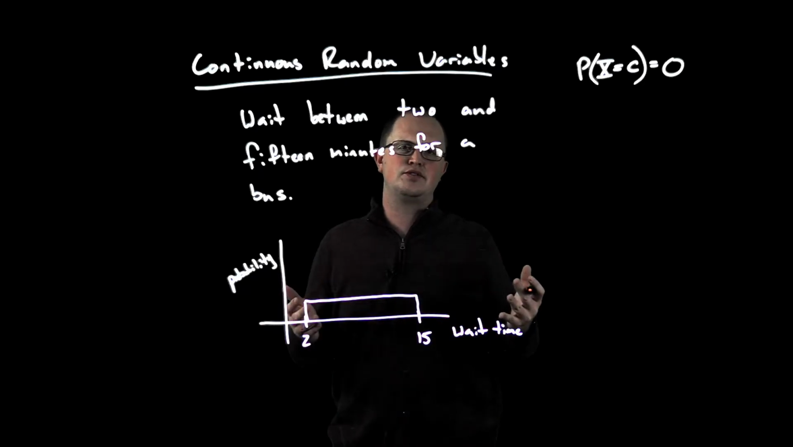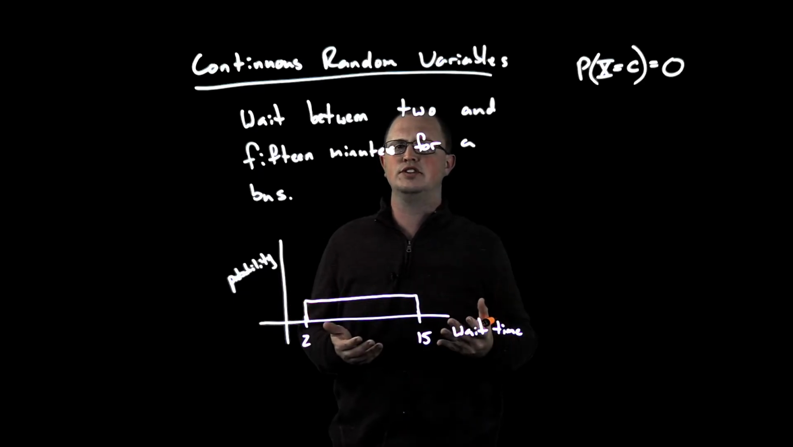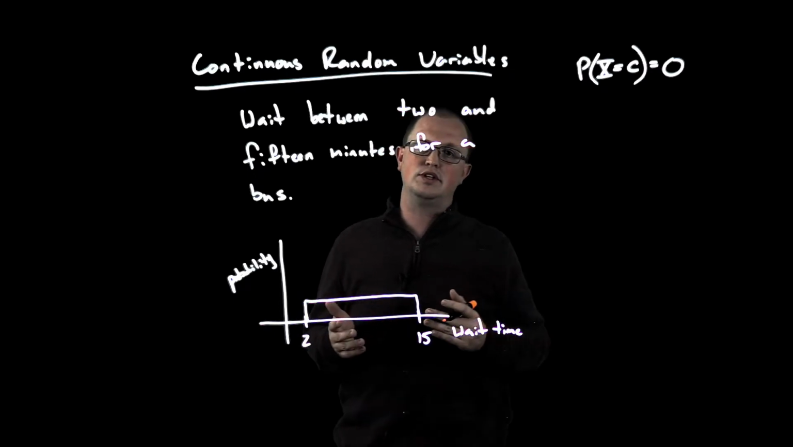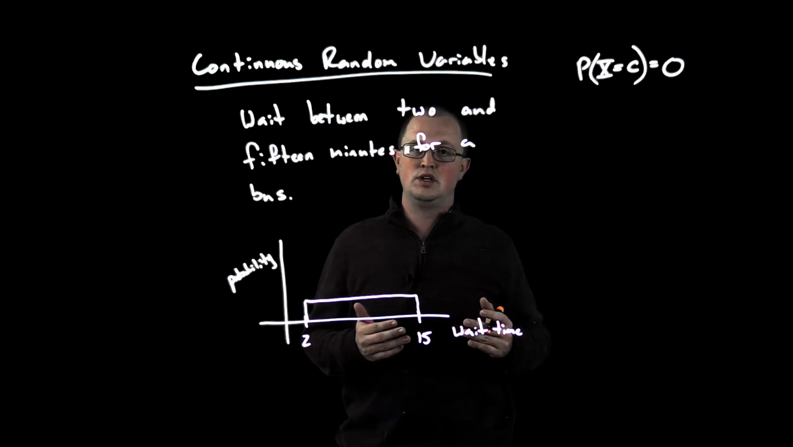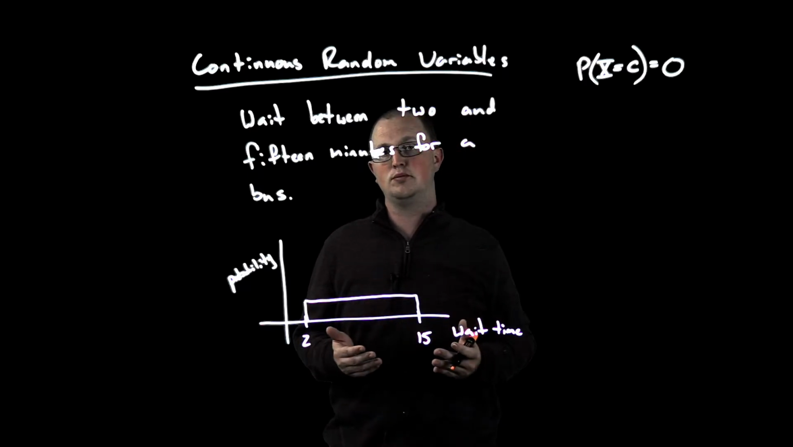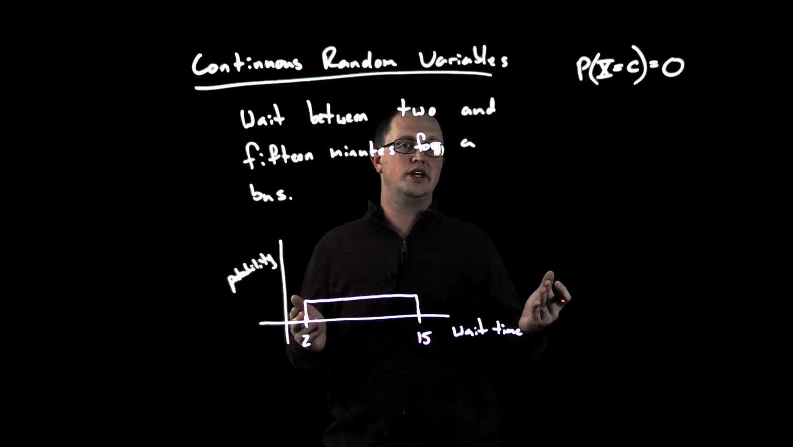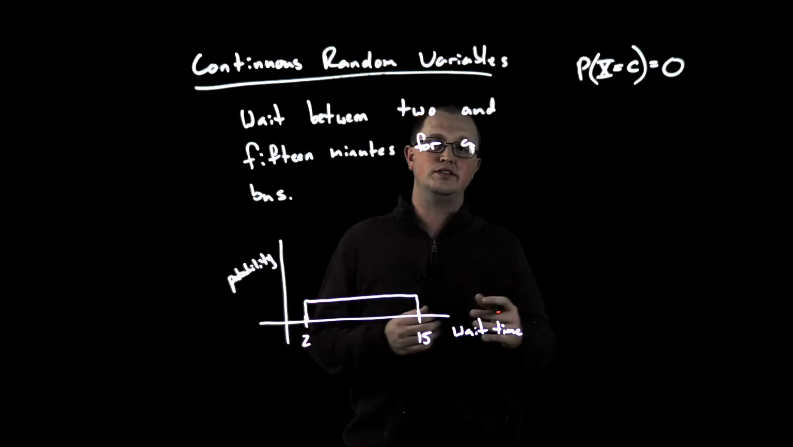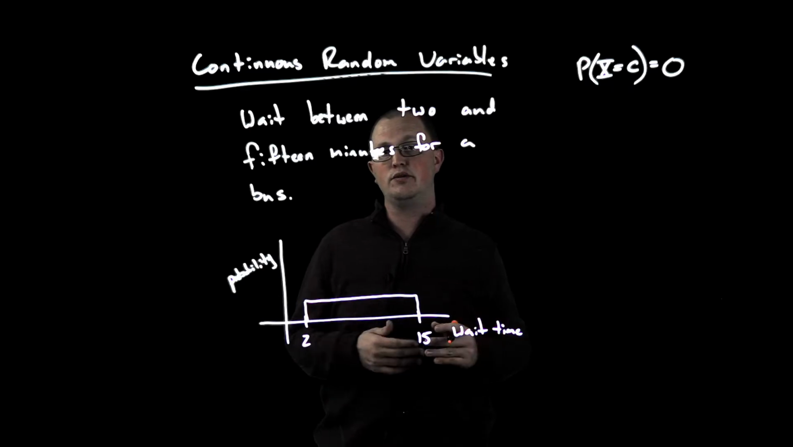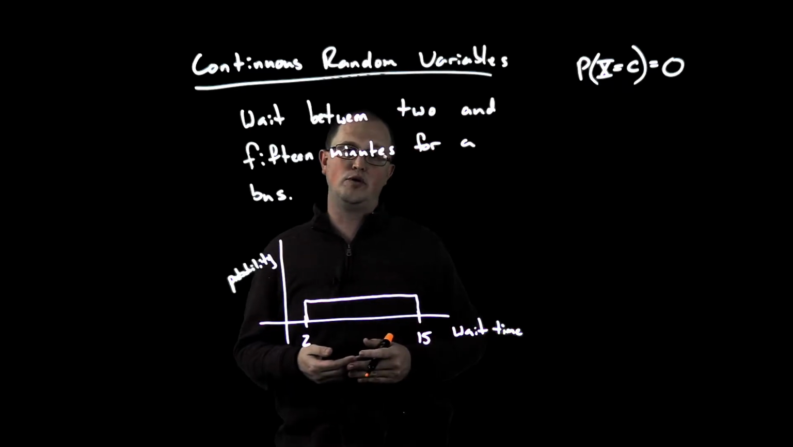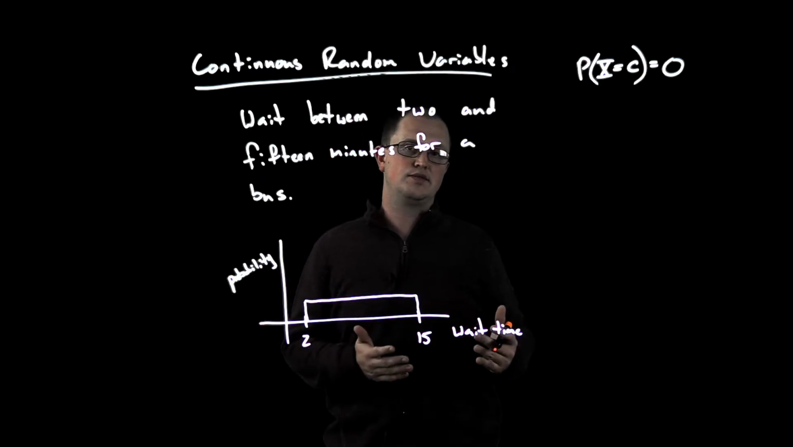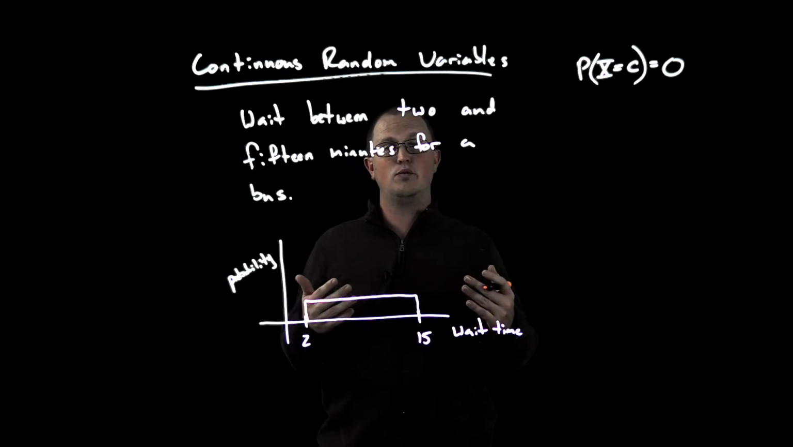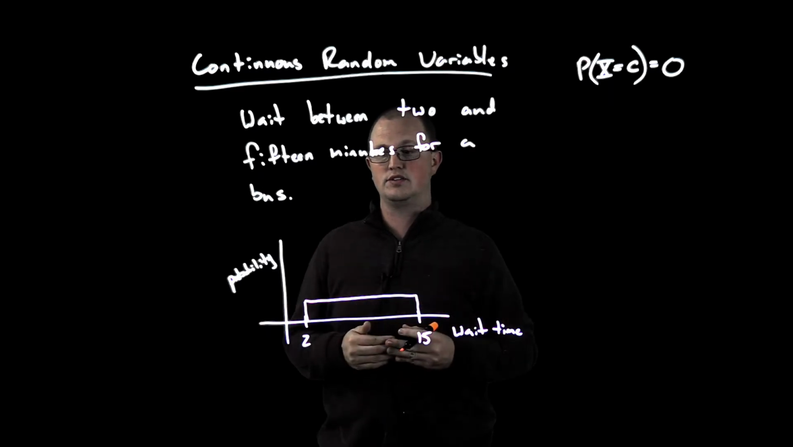And so if that's true, how do we ask questions of continuous random variables? Well, the answer is that we ask questions in terms of intervals. We ask questions like, what's the probability that you wait between 5 and 7 minutes? Or what's the probability that you wait more than 12 minutes? Or what's the probability that you don't have to wait any more than 4 minutes? These are the types of questions that we can ask for continuous random variables. And the way that that works is with a graph that looks like this.